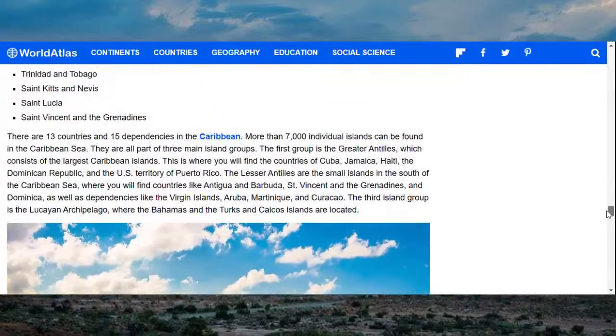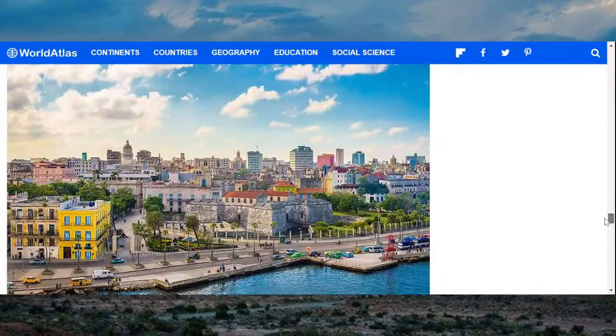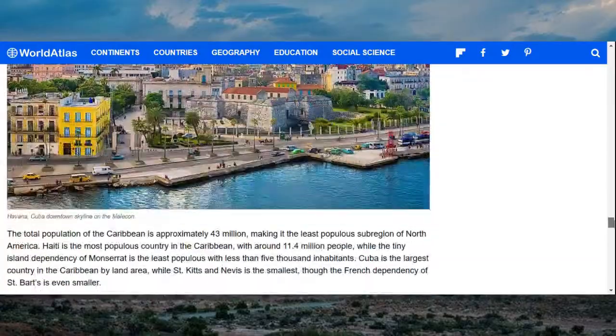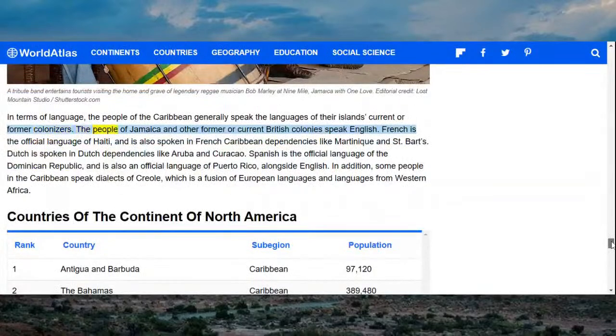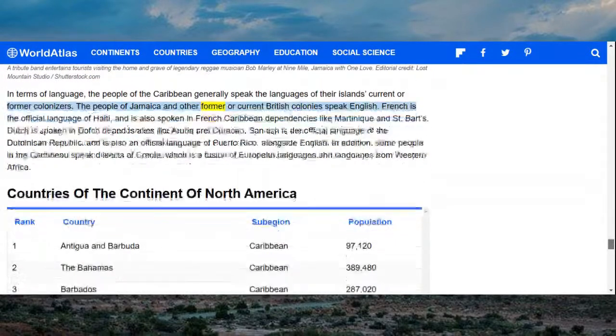In terms of language, the people of the Caribbean generally speak the languages of their island's current or former colonizers. The people of Jamaica and other former or current British colonies speak English. French is the official language of Haiti and is also spoken in French Caribbean dependencies like Martinique and St. Bart's. Dutch is spoken in Dutch dependencies like Aruba and Curacao.